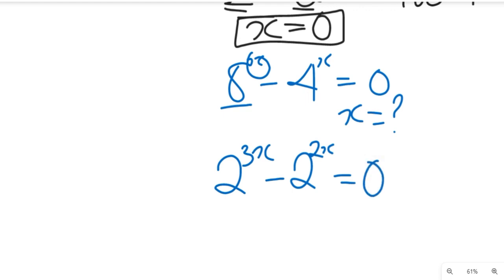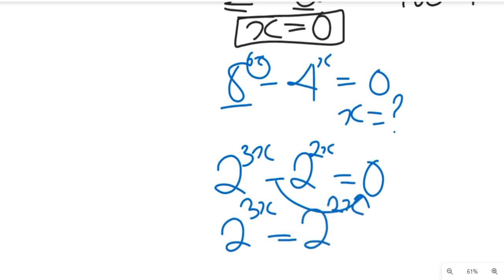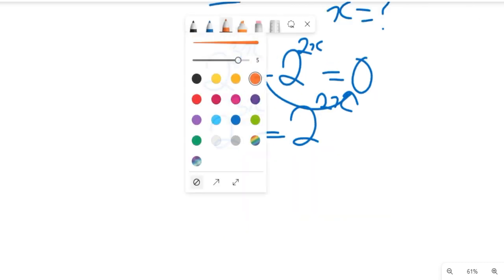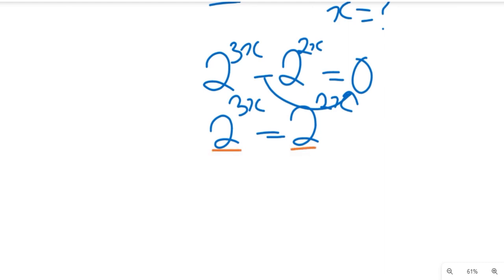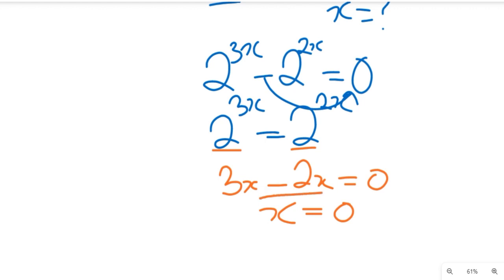So what we'll do is we'll take this to the other side. Then we'll have 2 to the power of 3 to the power of x, which is 3 multiplied by x, equal to 2 to the power of 2x. Since we have the same base, the power will equate. So this will be 3x minus 2x. Now 3x minus 2x, what will it give us? Remember, this will be equal to 0 according to that equation. So 3x minus 2x will remain x. So we'll finally see that our x is equal to 0. This is the value of x equal to 0.